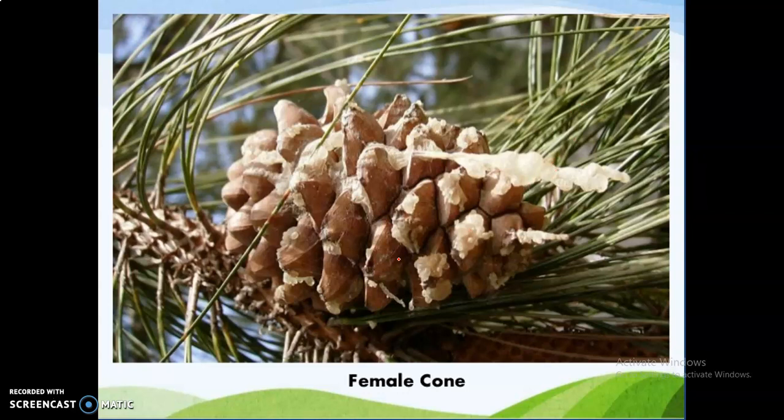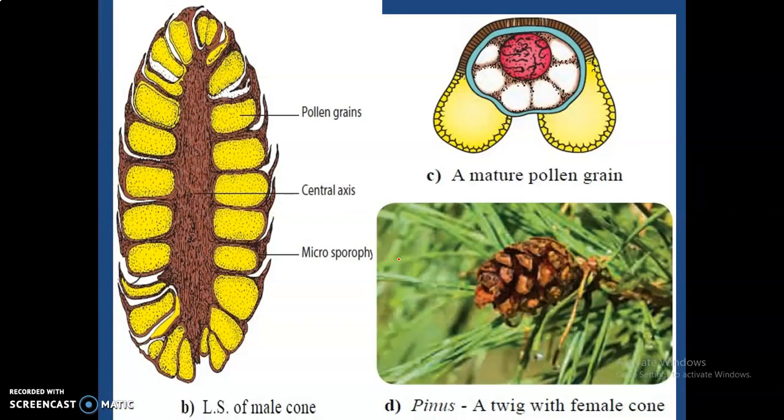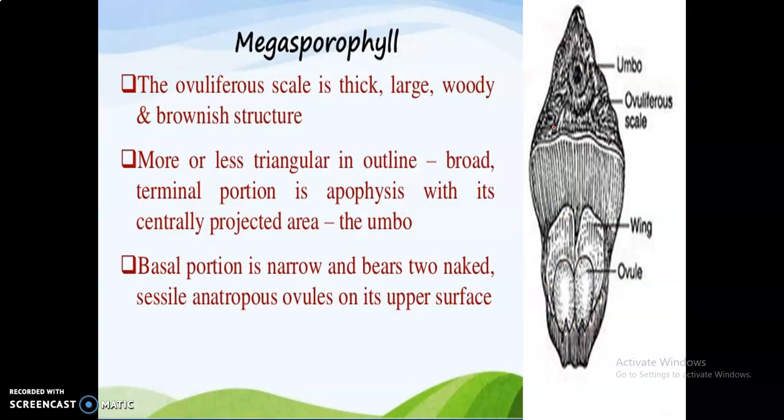This is a female cone borne on the plant. These are the structures of the male cone, female cone and the mature pollen grains. Megasporophyll, 1 unit of the female cone. This is the structure of the ovuliferous scale, which is thin, large, woody and brownish. When you go to hilly areas you often bring the female cone back, and we keep it at home for decoration purposes. This is triangular in shape, as discussed earlier.